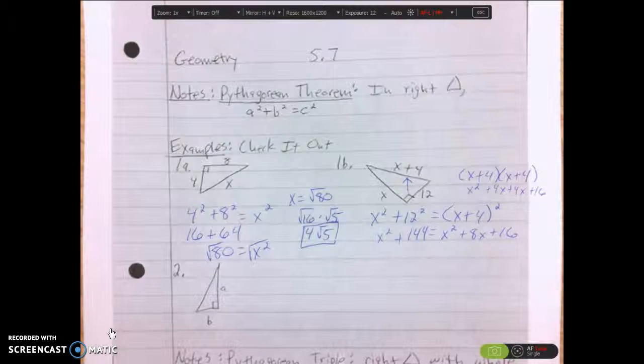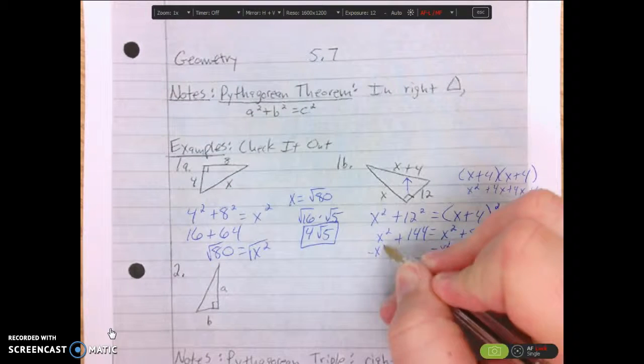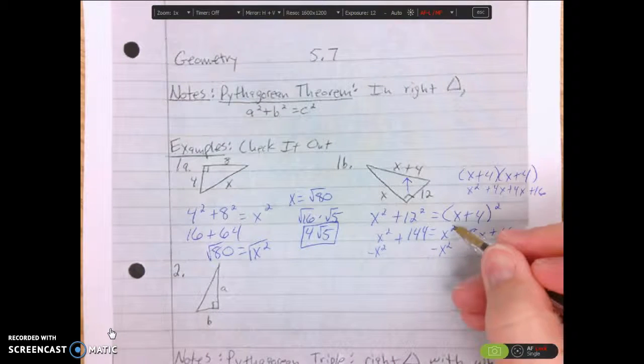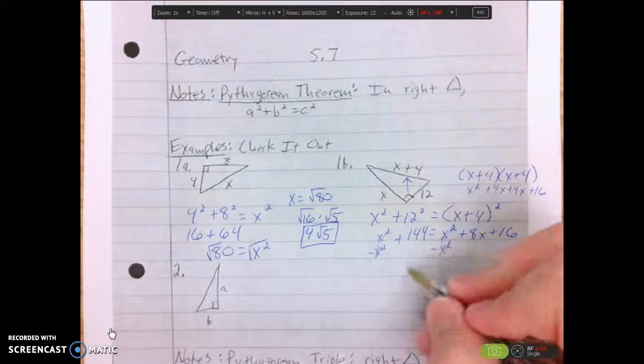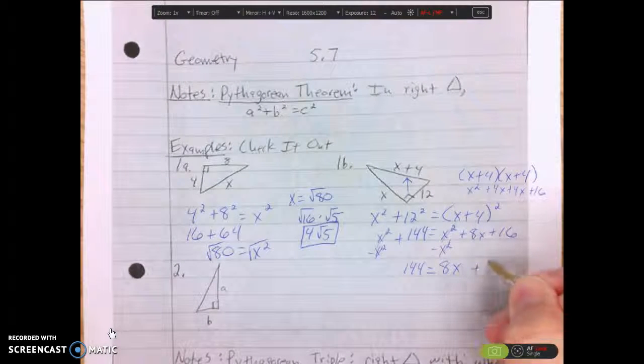Now luckily there's no quadratic here that we need to worry about solving, because when I subtract x squared to both sides, it's just going to cancel out x squared, and so you don't have to worry about the x squared on this problem actually. So I get 144 equals 8x plus 16.